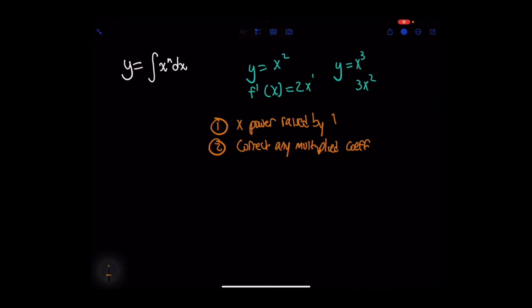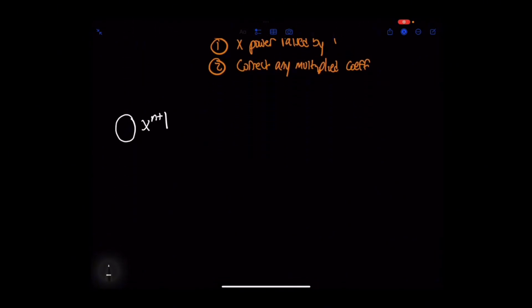With trial and error, we know now that when you integrate x to the n, your final answer is going to have this x to the n plus 1 term in here, but we need to see what we're going to have as the leading coefficient. With some trial and error, let's try the following. Let's try just taking the derivative of y equals x to the n plus 1.